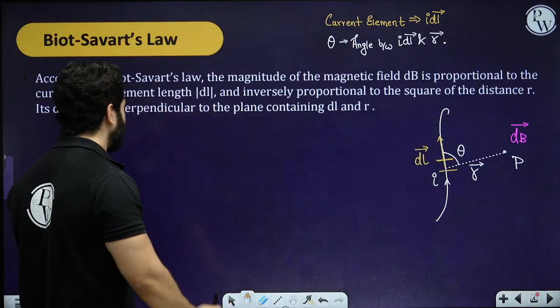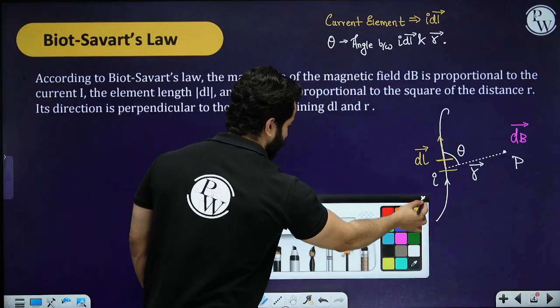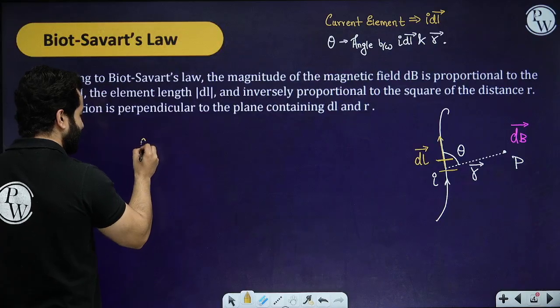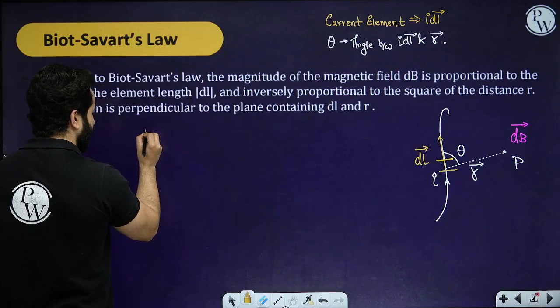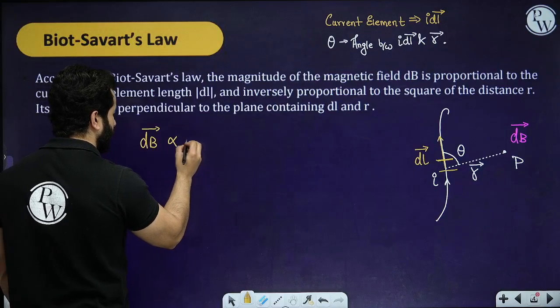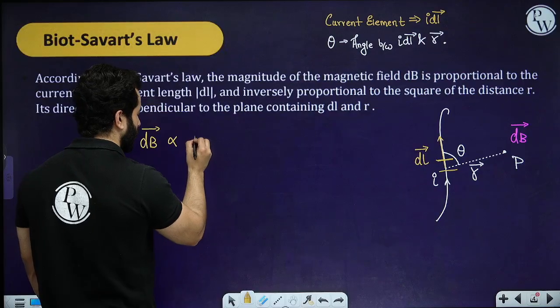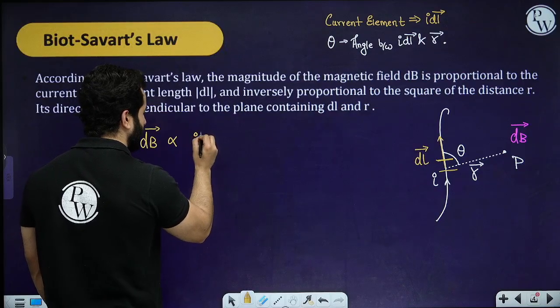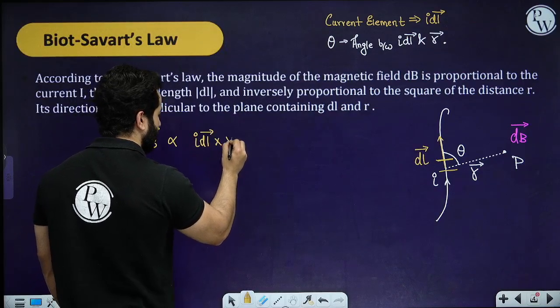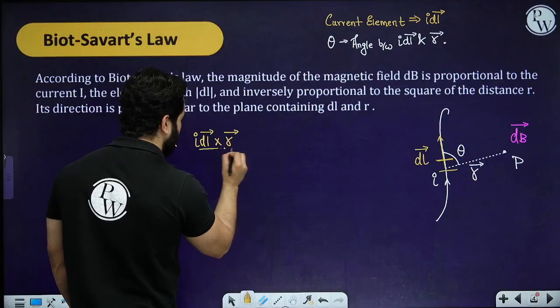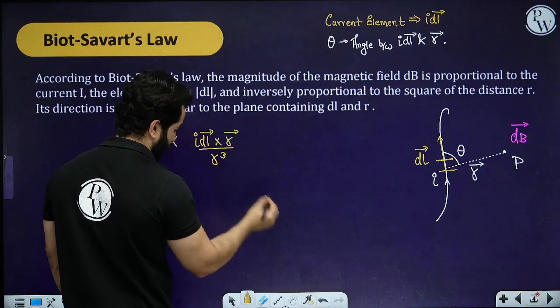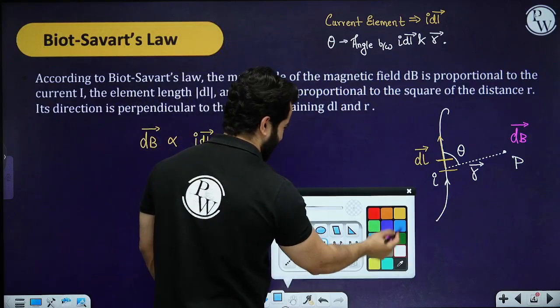And what does Biot-Savart's law say? Biot-Savart's law says that this dB is going to be proportional to I dl cross r upon r cube. So obviously you are going to say, sir, wait a second.